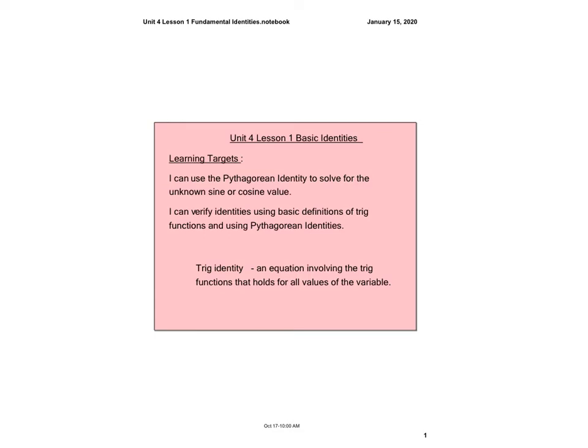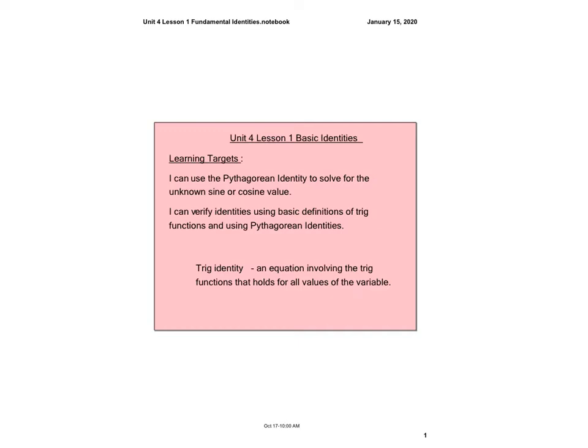So today we are in Unit 4, Lesson 1, Basic Identities. Our learning targets: I can use the Pythagorean identity to solve for the unknown sine or cosine value, and I can verify identities using basic definitions of trig functions and using Pythagorean identities.